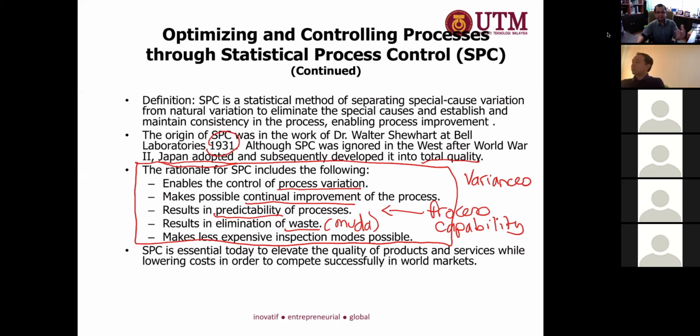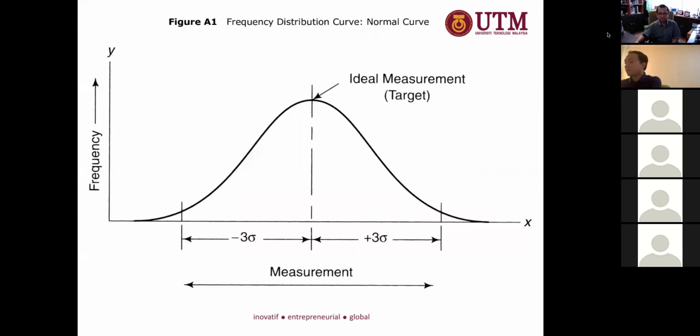So why do we need SPC? Also, we want to elevate the quality of the product and lower costs. We want to reduce costs. This is what I showed just now, the normal distribution chart. But what is this? Sigma is the standard deviation. 3 multiplied by standard deviation. In an ideal measurement, this SPC was based on 3 sigma, 3 multiplied by the standard deviation.